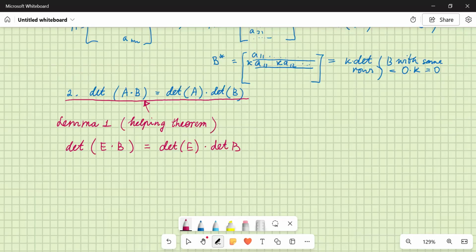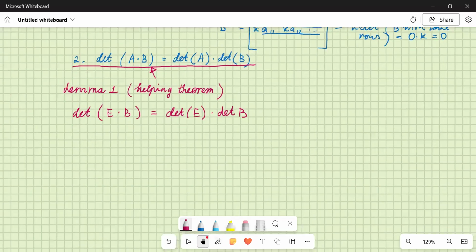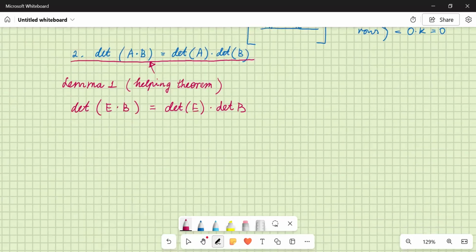Why? Well, because elementary matrices are so simple, right? And we do very simple stuff on them also. So how am I going to prove it? I'm just going to consider different elementary matrices and check it. So basically, I'm planning to do case analysis. Okay, so how do we do case analysis? We are going to consider different elementary matrices.